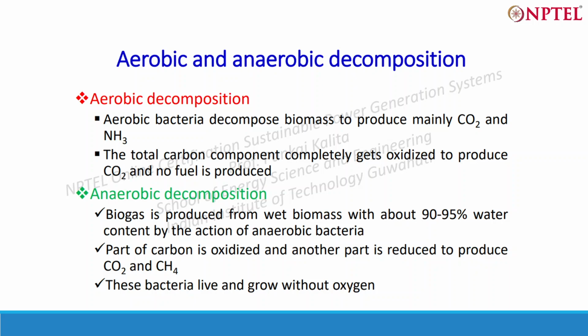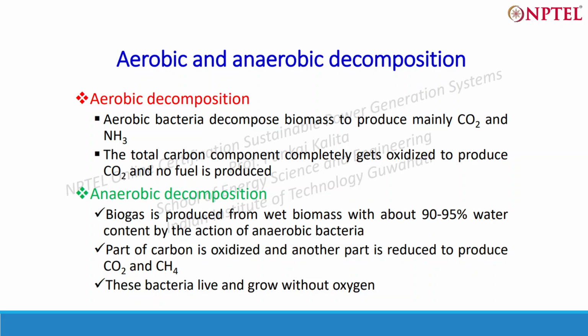In anaerobic decomposition, biogas is produced from wet biomass with about 90 to 95% water content by the action of anaerobic bacteria. So basically what we do, we make a slurry, and that slurry goes into a digester, and these bacteria work on the slurry, break down those molecules, and then some reactions occur and methane is generated. Part of the carbon is oxidized and another part is reduced to produce CO2 and CH4.